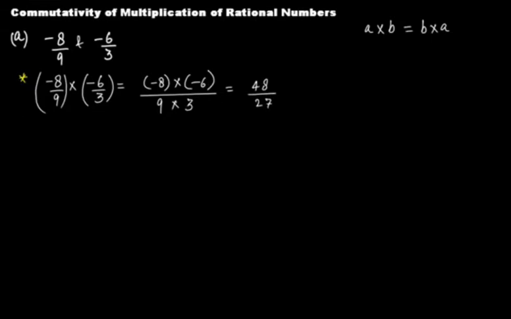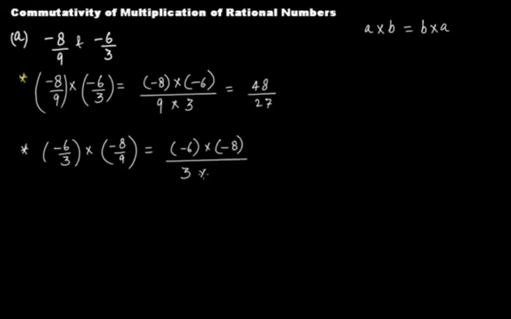Now let's do minus 6 over 3 into minus 8 over 9. Again, the numerators together, so minus 6 times minus 8, and this is 3 times 9. This becomes again 48 over 27. So this is 48 over 27 and this is also 48 over 27. In this first example, this gets satisfied as yes, a times b is equal to b times a.